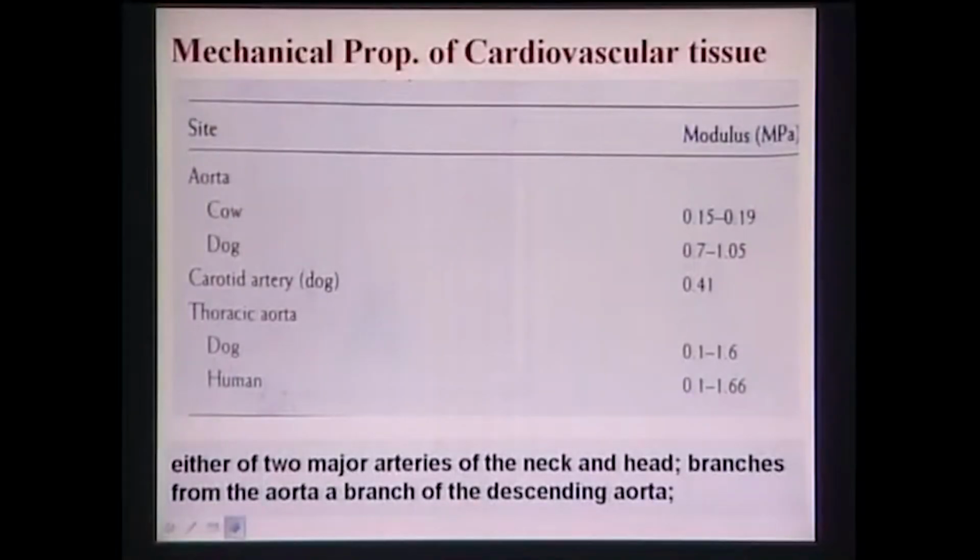So, this list tells you some mechanical properties of the cardiovascular tissue.